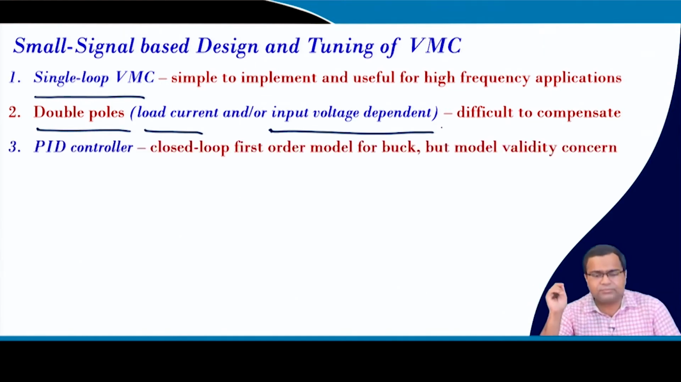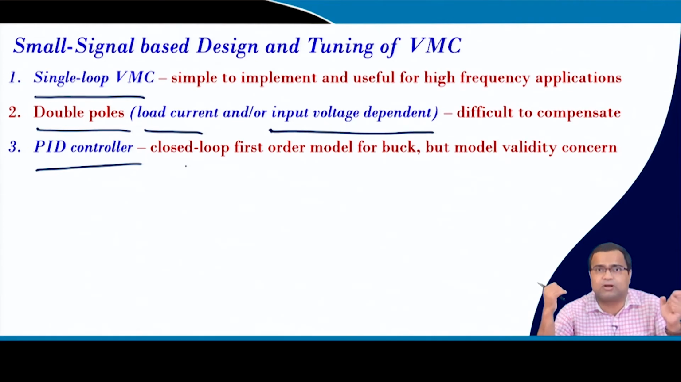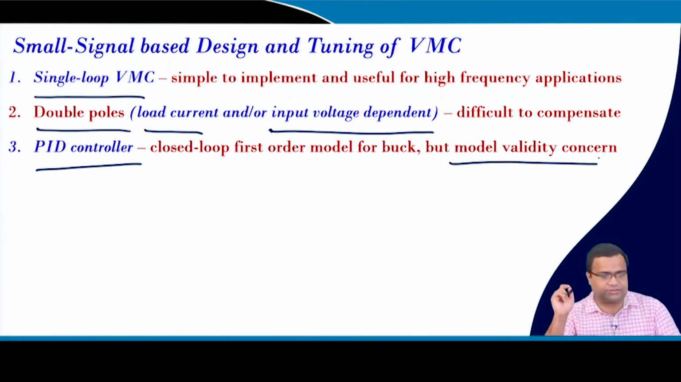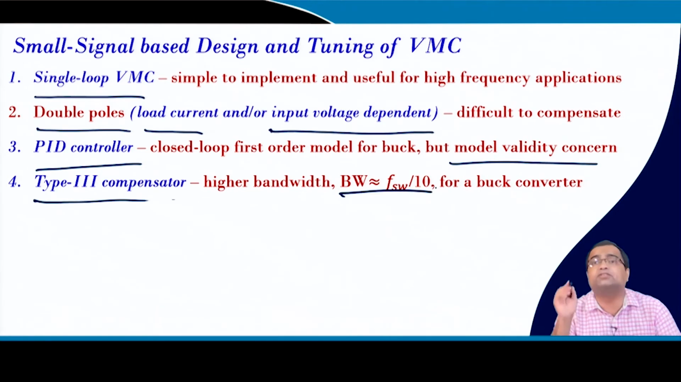Then we talked about PID controller design in voltage mode control, and it was intended to achieve a first order model for a buck converter, and we could achieve that even for a low bandwidth solution, but as we tried to push bandwidth, then the model validity was a concern. Then we talked about a type 3 compensator, where we have introduced one additional pole and that gives us flexibility to independently adjust the crossover frequency and phase margin of a buck converter, and this can also increase the bandwidth of the buck converter up to 1/10 of the switching frequency with very good model validity.